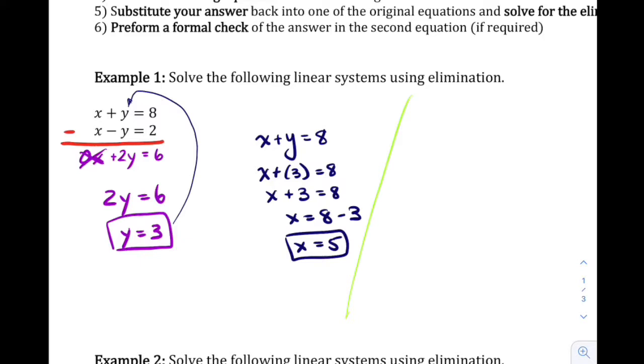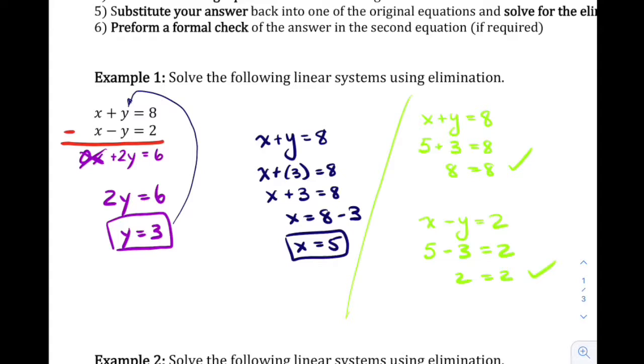If I test that first equation, x plus y is equal to 8, and I substitute an x and y, well, x is 5 plus y is 3 is equal to 8. 8 is equal to 8. That's a good one. I'm happy about that. We'll try the second equation, which is x minus y is equal to 2. If I put in 5 for x minus 3 for y is equal to 2, I get 2 is equal to 2. I'm happy about that as well.